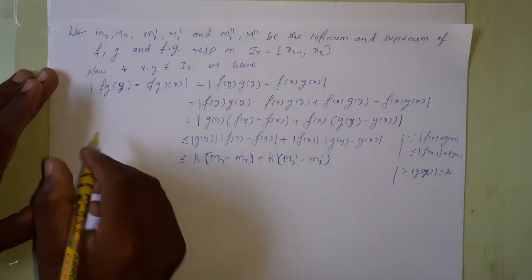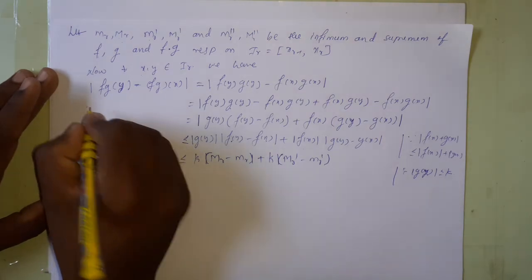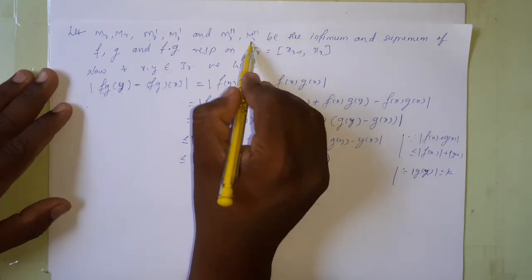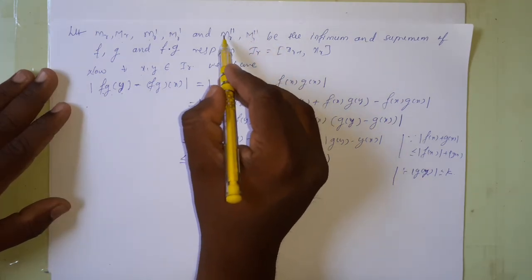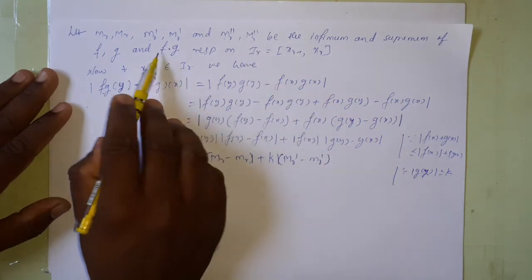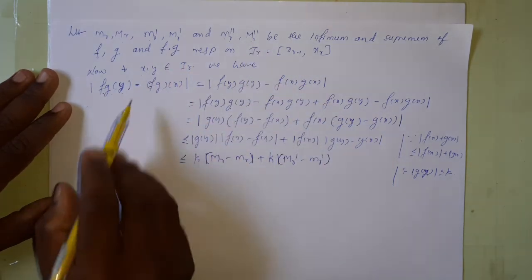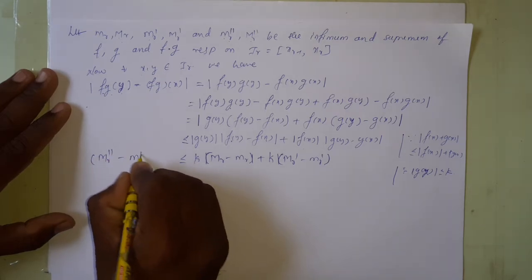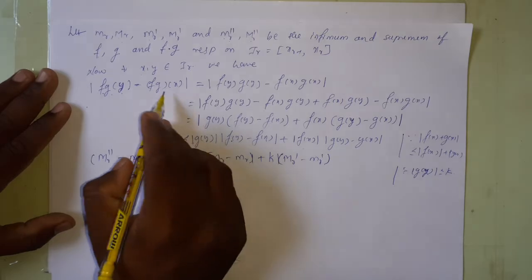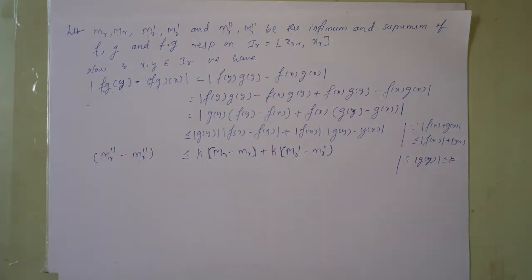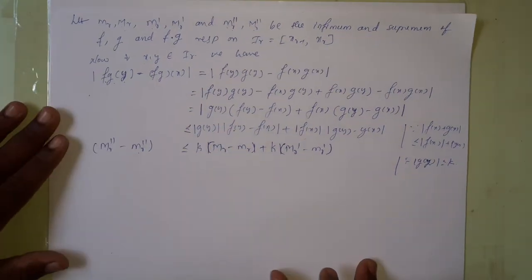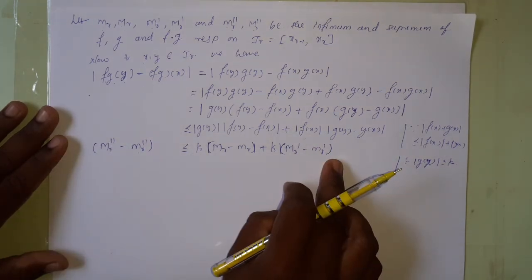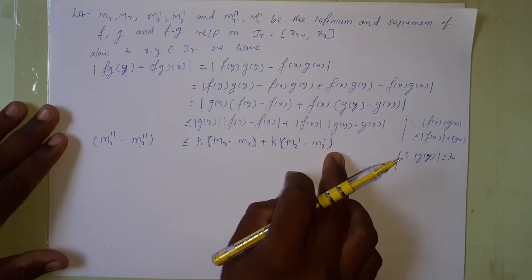Now on the LHS, here this is f into g of y. Here we know that m_r double dash and capital M_r double dash are the infimum and supremum of the function f into g. So f into g of y can be replaced by capital M_r double dash minus small m_r double dash, which is the value of f into g of x. Now we apply summation to all this expression and also multiply with delta r.